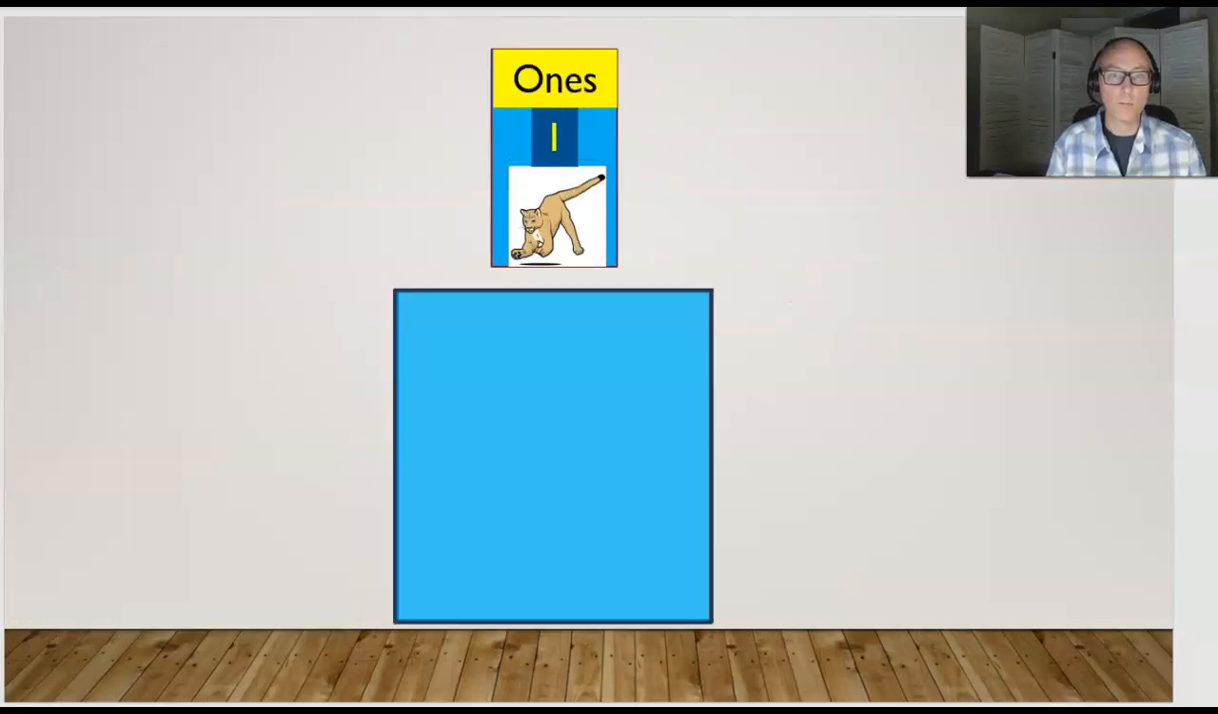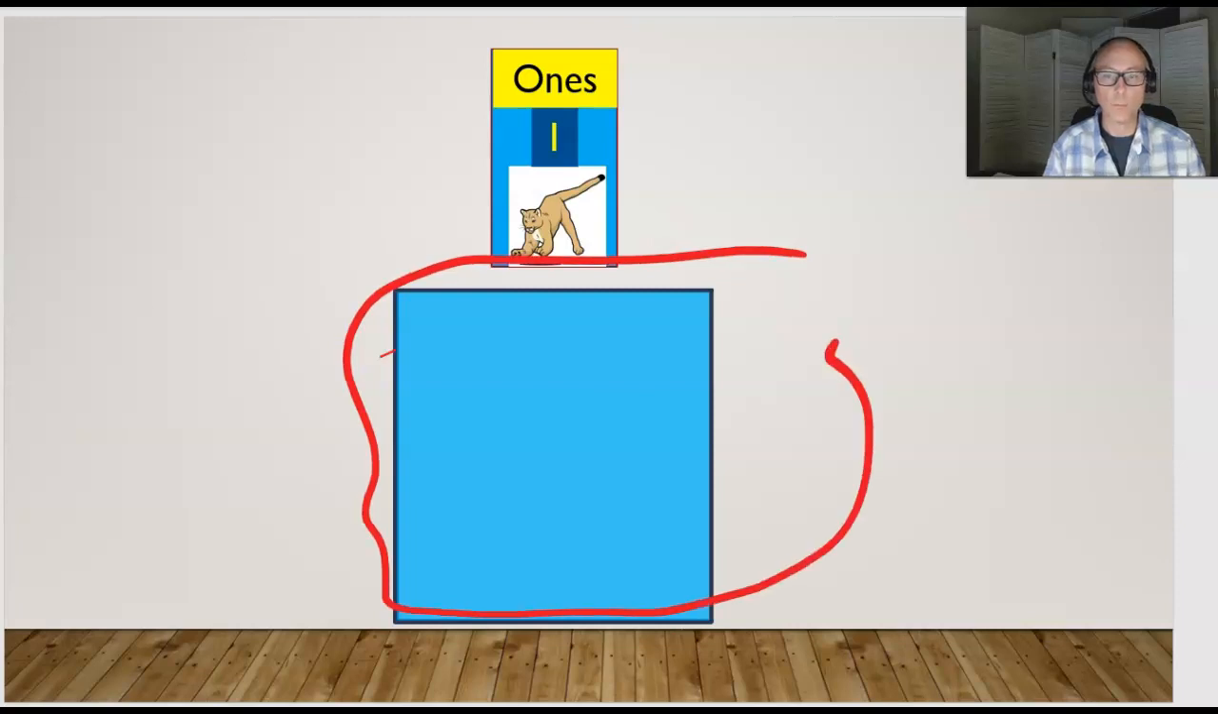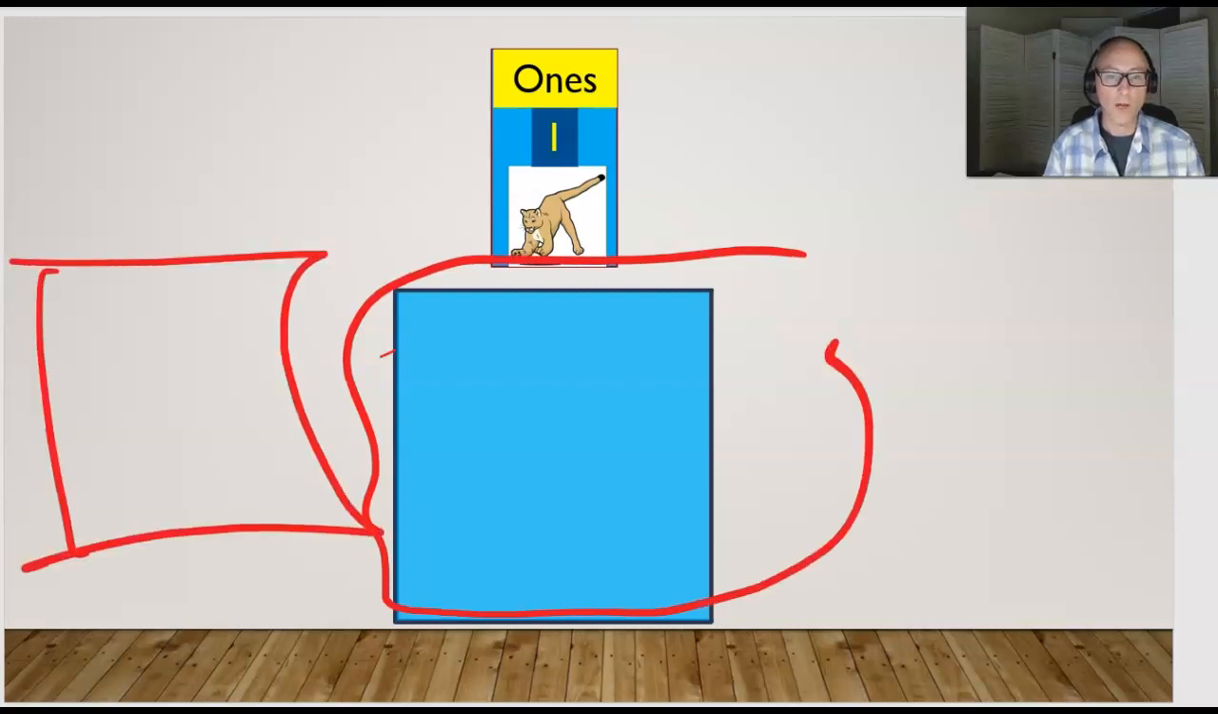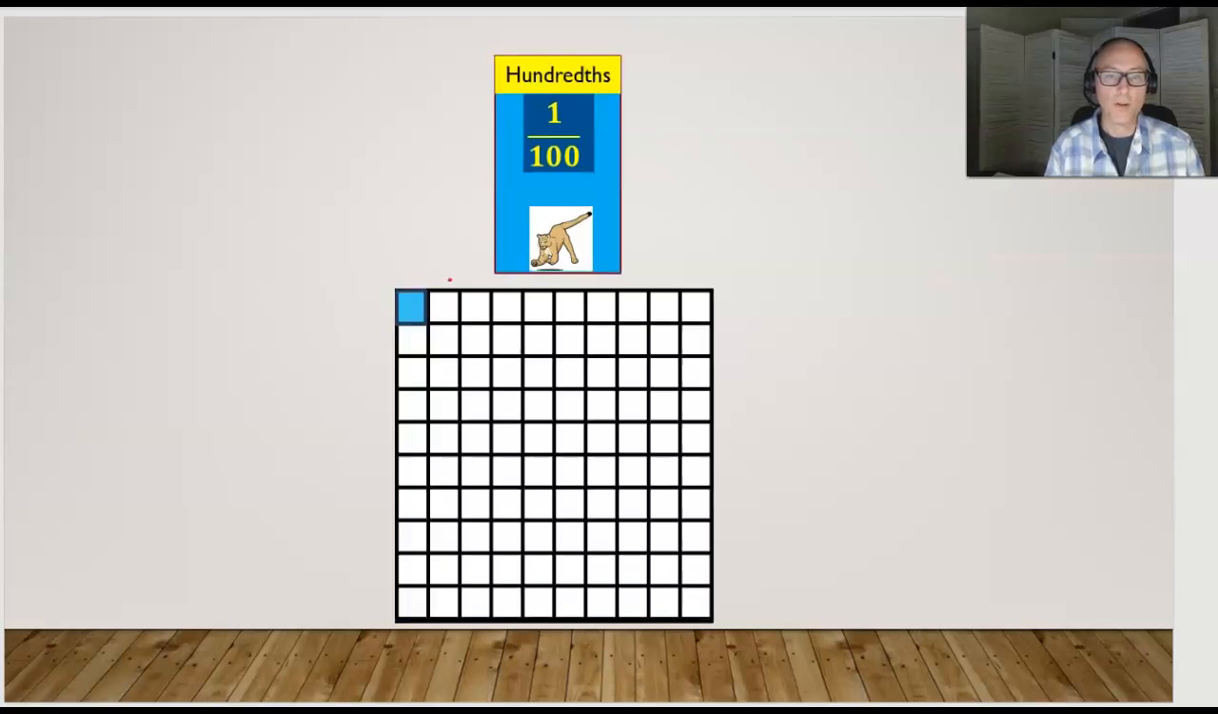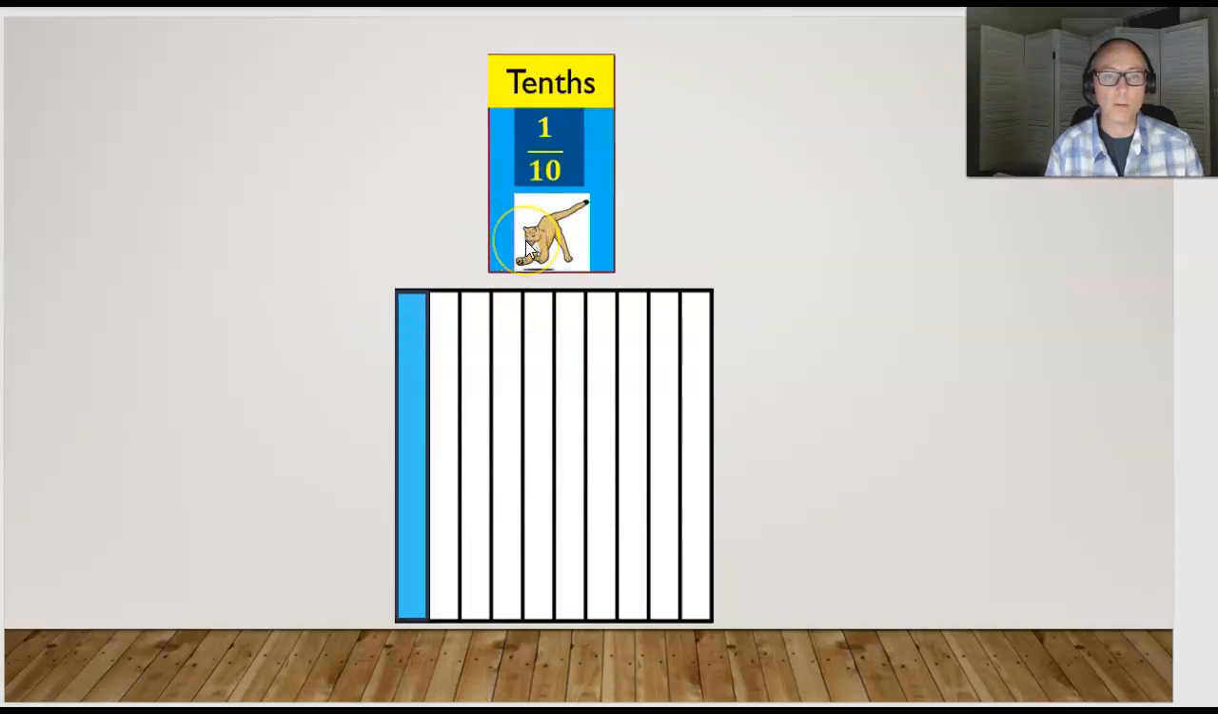So let's review. This represents one. That's 1/1. What if I had two of these? Well, that would be 2/1, right? Okay. This is 1/10. This is 1/100th. So again, bigger denominator, smaller piece. Smaller denominator, bigger piece.